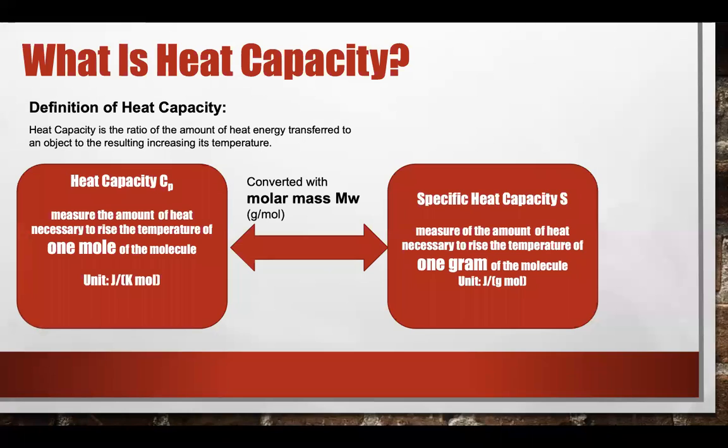Heat capacity measures the amount of heat necessary to raise the temperature of 1 mole of the molecule, but specific heat capacity is to raise the temperature of 1 gram of the molecule. So we can use the molar mass to convert these two terms into each other.